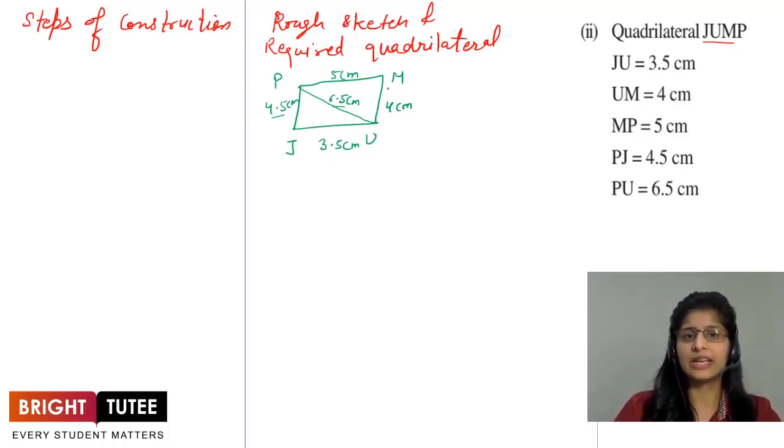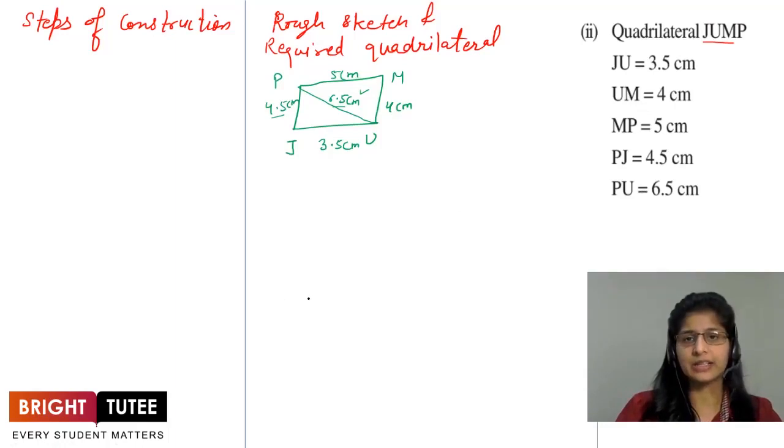In the next triangle, PMU, the triangle inequality is also satisfied. 5 plus 4 is 9, which is greater than 6.5. Then 5 plus 6.5 is 11.5, which is greater than 4. Then 4 plus 6.5 is 10.5, greater than 5. So yes, the triangle inequality is satisfied, so we can draw it. Let's start drawing. First we will draw the diagonal, and the diagonal is PU, of 6.5 centimeter.